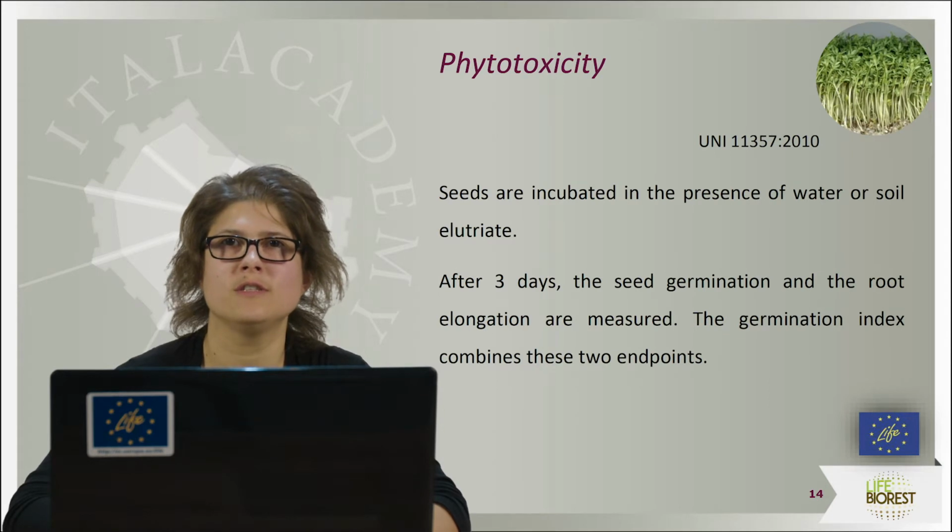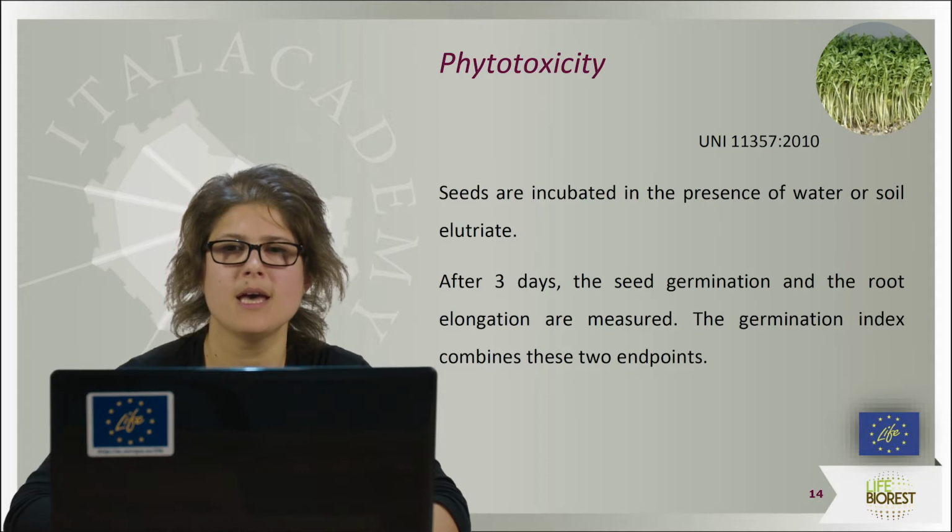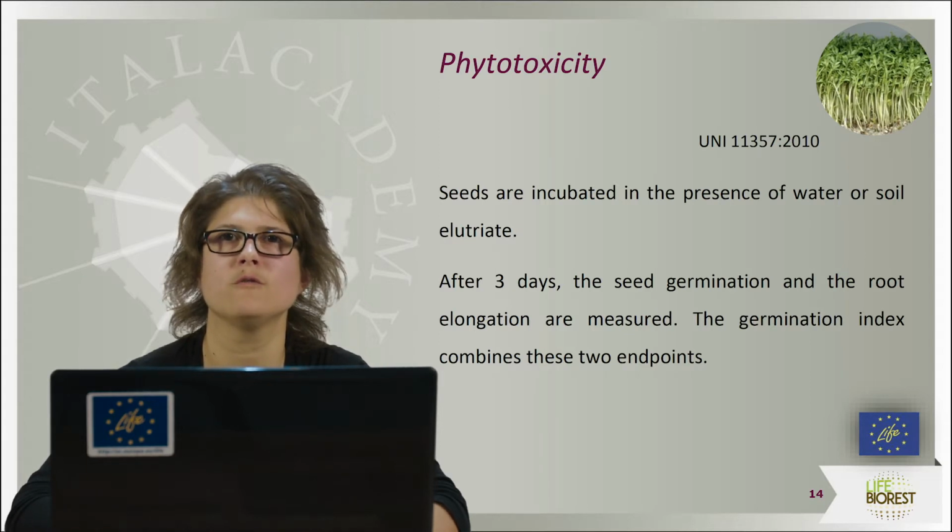As regards phytotoxicity, we can use several species to analyze the toxicity against plants. We can use both elutriate and water samples. The test foresees that after 3 days, the germination index is calculated, combining the seed germination information with the root elongation ones.